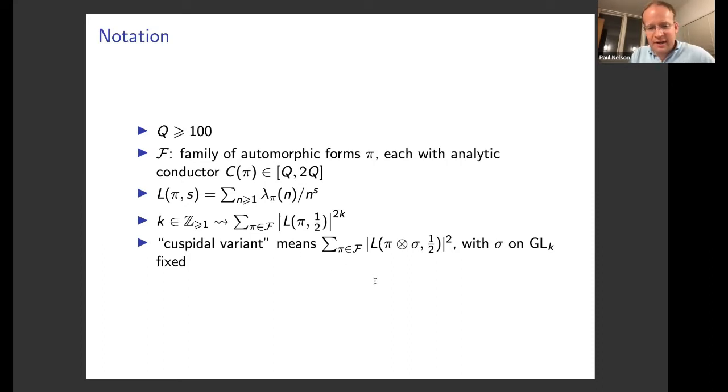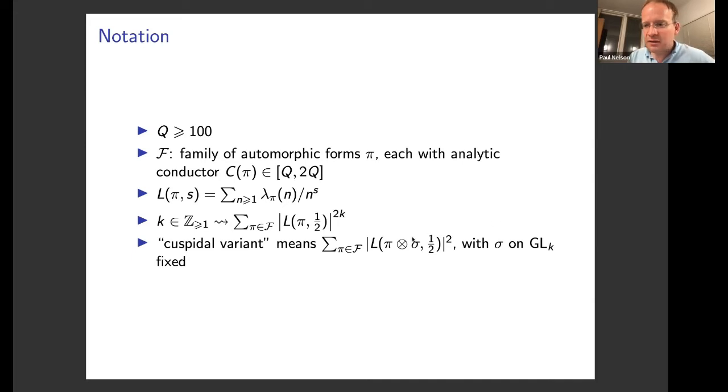And occasionally, when talking about some of the available results in the literature, I'll refer to the cuspidal variant of one of these moments, which means what you get by viewing this 2kth power of the standard L function as the second power of the twist of that L function by an Eisenstein series, and then allowing yourself to replace the Eisenstein series by some fixed cusp form, that kind of thing.